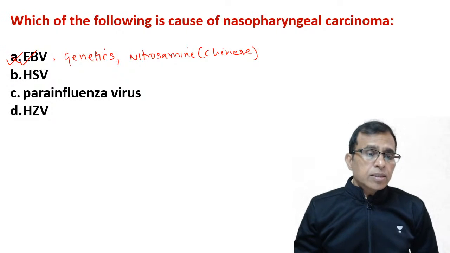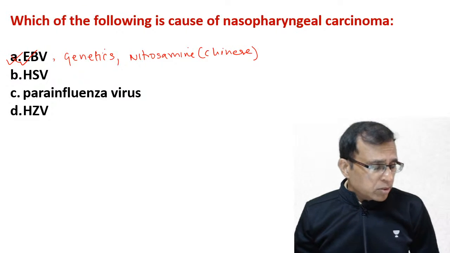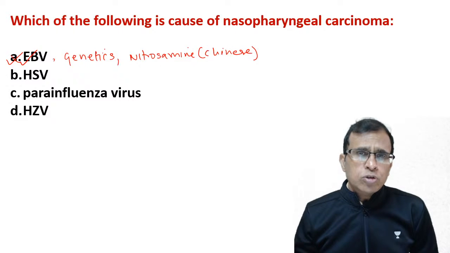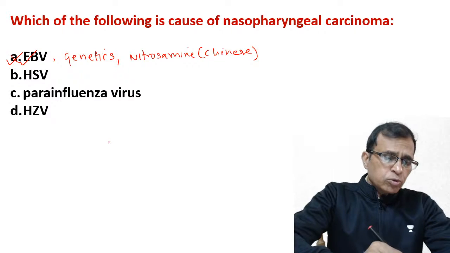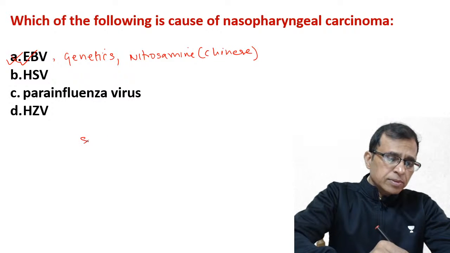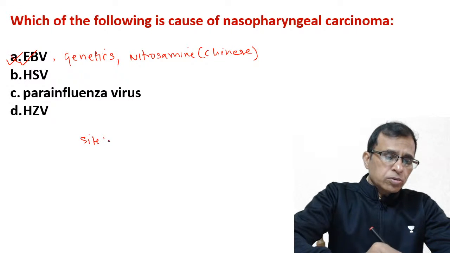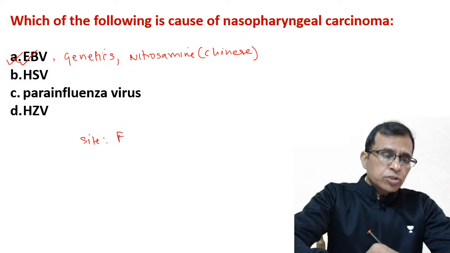The second question was about, I think, Trotter's triad. It was related to Trotter's triad. And the other important thing you have to know about this tumor is the site. We all know, fossa of Rosenmuller.